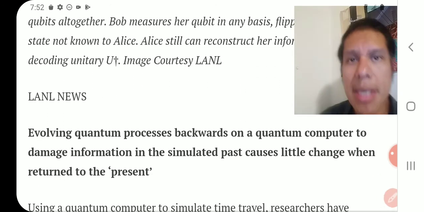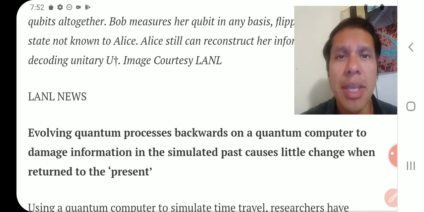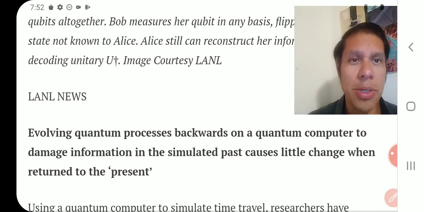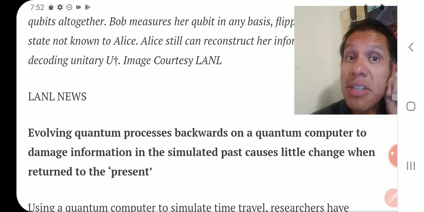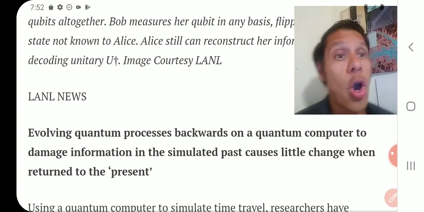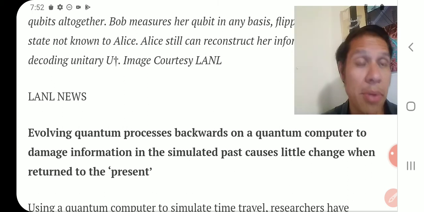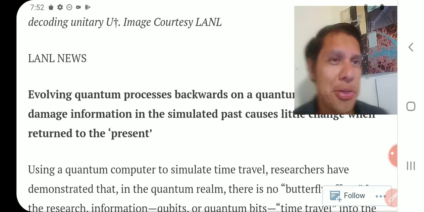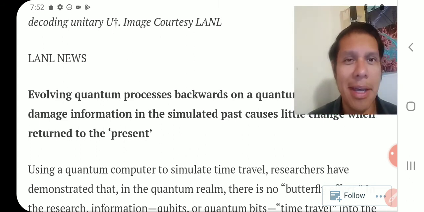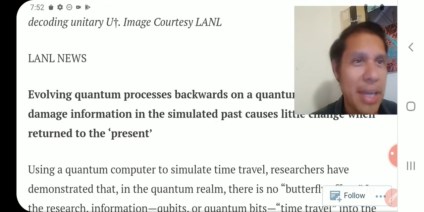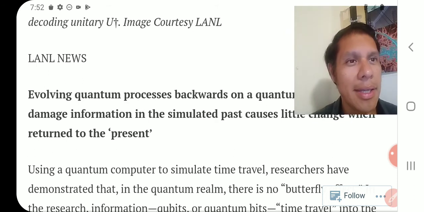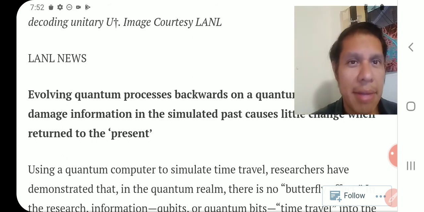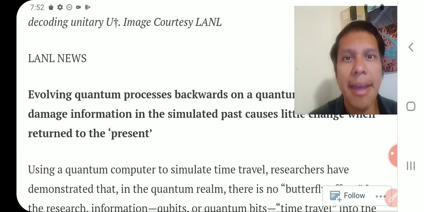All right. Now let's continue reading the paper, and let's look at the details. This is very interesting. Evolving quantum process backwards on a quantum computer to damage information in the simulated past causes little change when returned to the present. So I guess another analogy is like breaking a plate and damaging one of the pieces, and then putting it back together, and somehow that piece, I guess, is no longer damaged. Something like that, right?